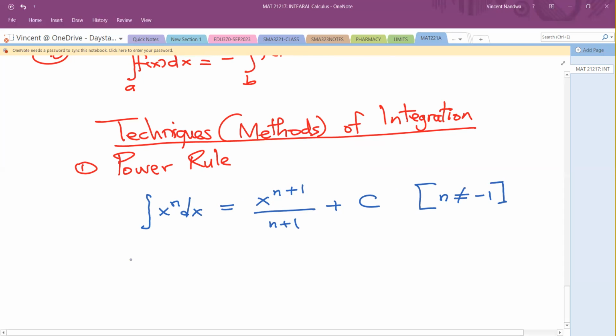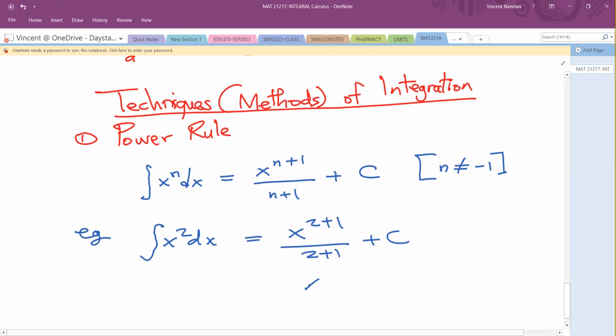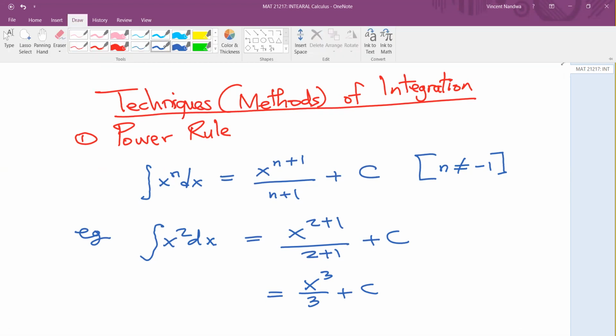So for example, if we ask you to find the integral of x power 2 dx, then the answer will be x power 2 plus 1 over 2 plus 1, then plus c. And then you'll get x power 3 over 3 plus c. This is what was used in high school. And we still revisit it because there are cases where we deal with polynomial functions where that rule will be very handy.